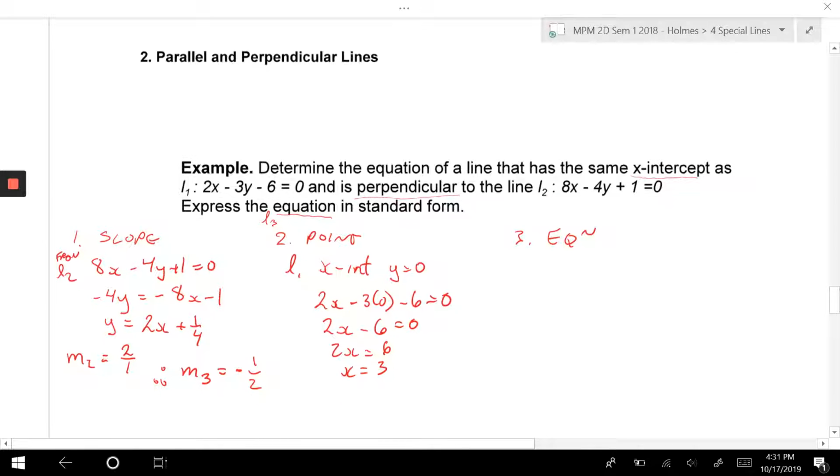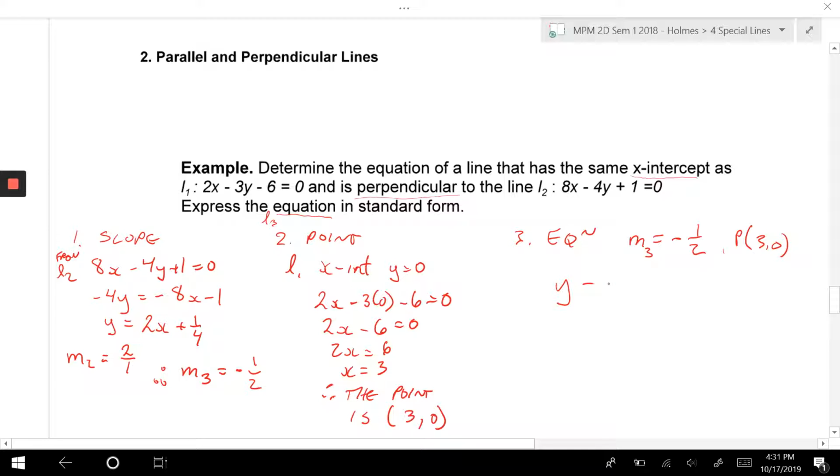So my point of interest is x = 3, y = 0, because y was 0. So it's crossing the x-axis at (3, 0). So I know that my line has the same x-intercept. It's going to pass through (3, 0). So that means I now know that my point is (3, 0), and the slope of my line of interest is -1/2. I've got my slope, I've got my point.